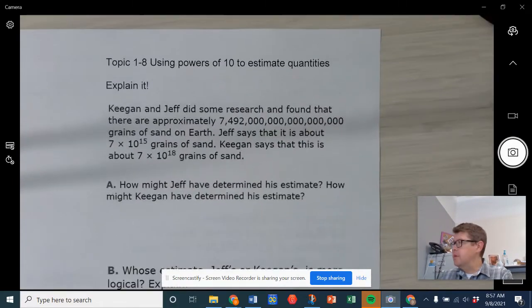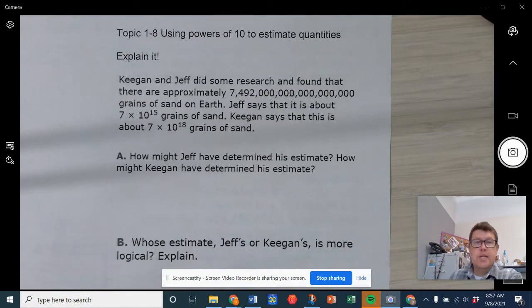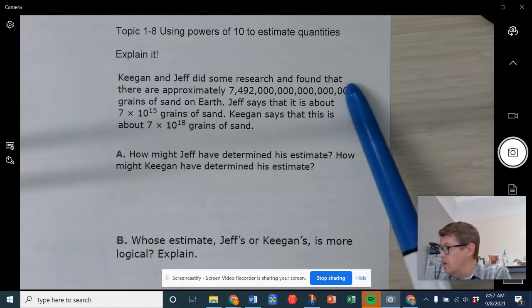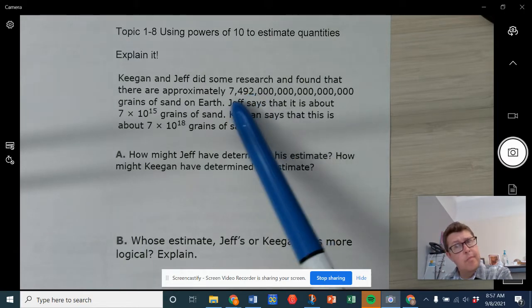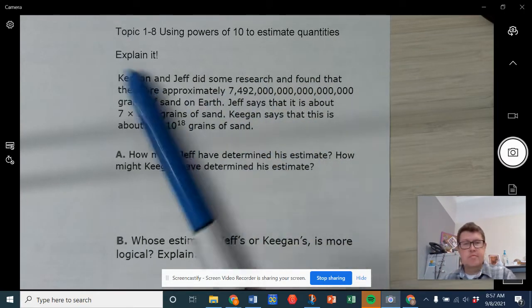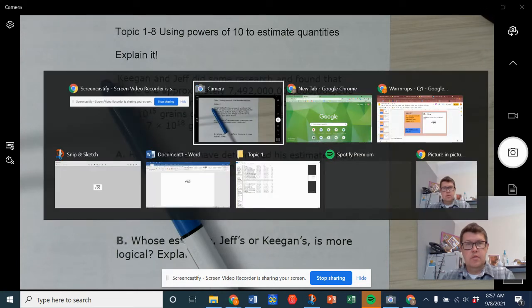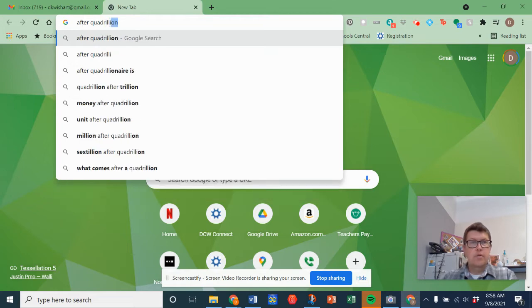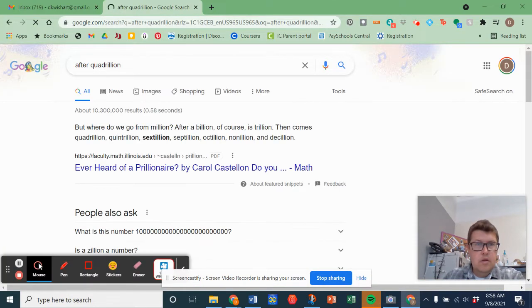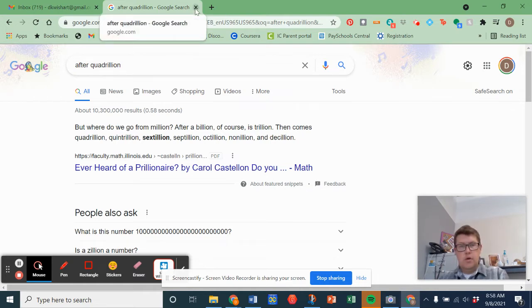All right. So on this one, we have these two guys, Keegan and Jeff. They did some research and found that they're approximately, I don't even know. Let's see. Million, billion, trillion, quadrillion. Man, I got to look that up. So 7, let's look it up right now. After quadrillion: million, billion, trillion, quadrillion, quintillion, sextillion. Golly. Okay.